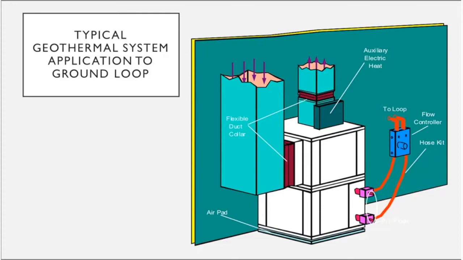And that auxiliary heat strip is only used as a backup if the geothermal unit itself were to break down. In some design applications, we do have a balance point where we'll design down to a certain exterior temperature, but that would be at a very low level and would be designed into the system itself.